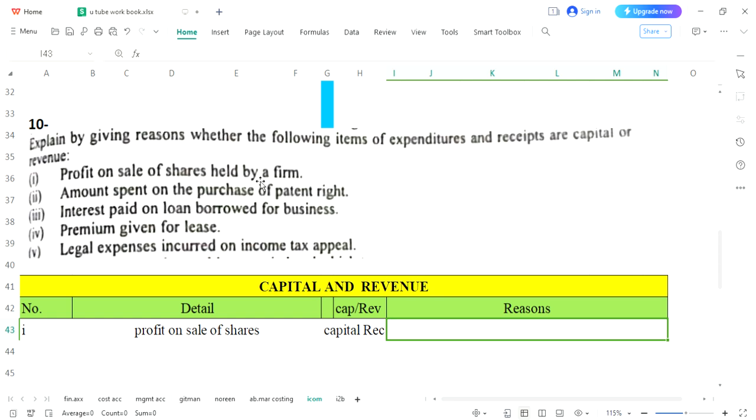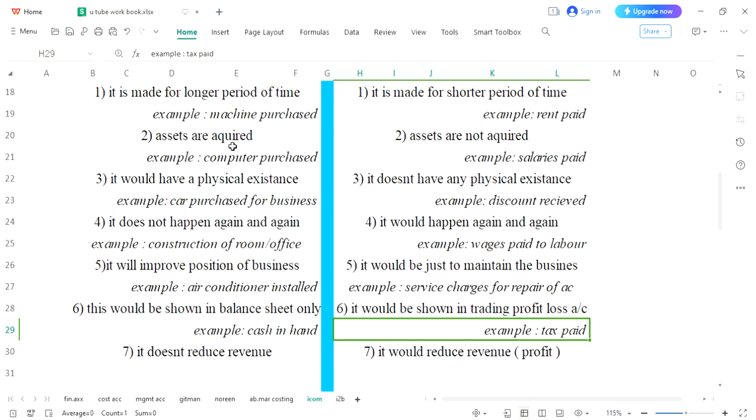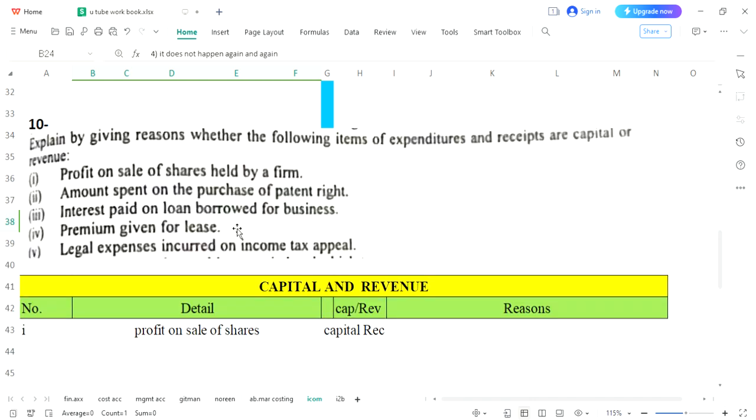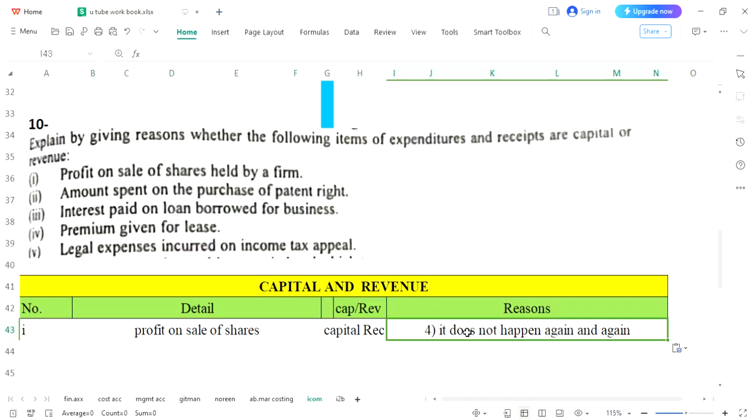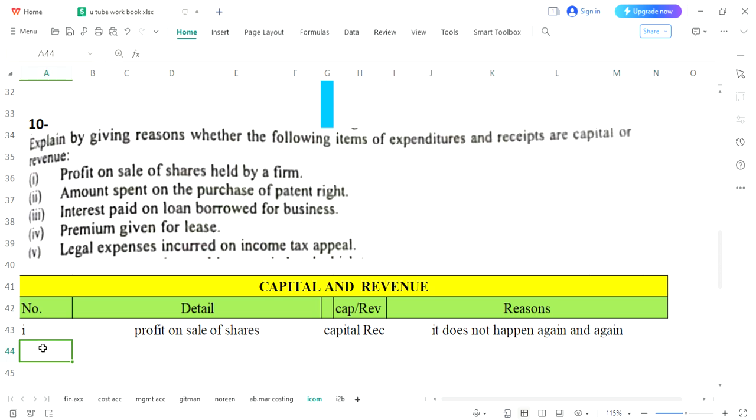We do not invest for a shorter period of time. We usually invest in other organizations or shares for a longer period of time, and we do not sell those shares quickly or frequently. If you have earned that profit by selling your shares, it's a rare event. That is why you have considered it as your capital. And you can see that it would not happen in a shorter period of time. So we are choosing the same reason over here. So our first entry has been completed where we have decided profit on sale of share is capital profit.